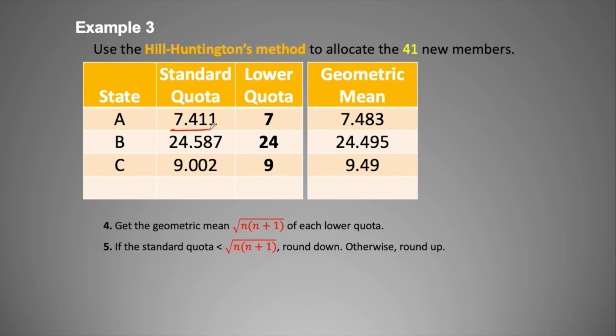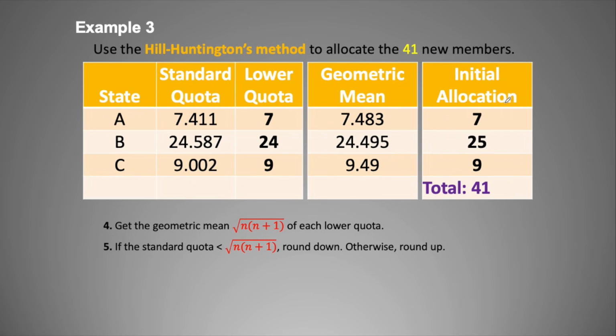Now, since 7.41 is less than 7.483, we have to round this down, and that is 7. On the other hand, since 24.587 is higher than 24.495, we have to round this up, so this becomes 25. And since 9.002 is less than 9.49, we have to round this down, so that is 9. And that gives us the allocation, which is 7, 25, and 9, which gives us a total of 41, indicating that we were able to allocate the 41 new members.